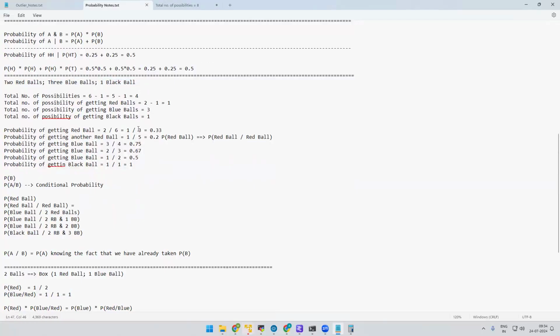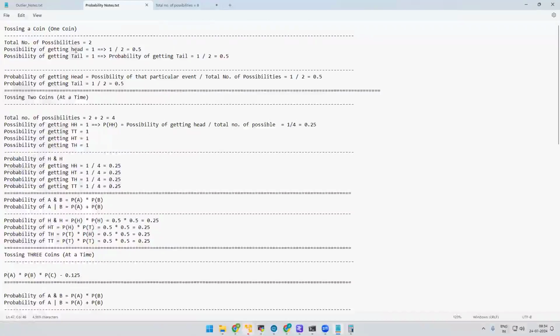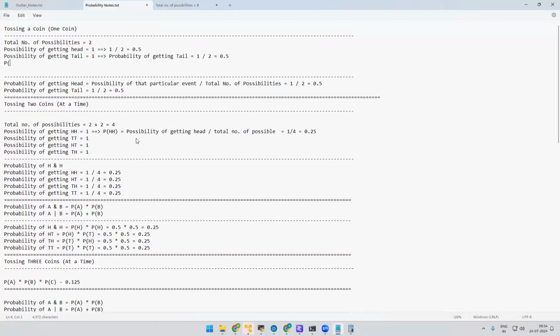Sorry to interrupt. Then when should we use probability of A and B, or when should we use probability of A or B? So A or B, the very expression is going to tell us: either this or that. In this case, what is the probability of getting head? It is 0.5. The probability of getting tail is 0.5. When I say probability of head or tail, what does that mean? It means probability of head plus probability of tail.